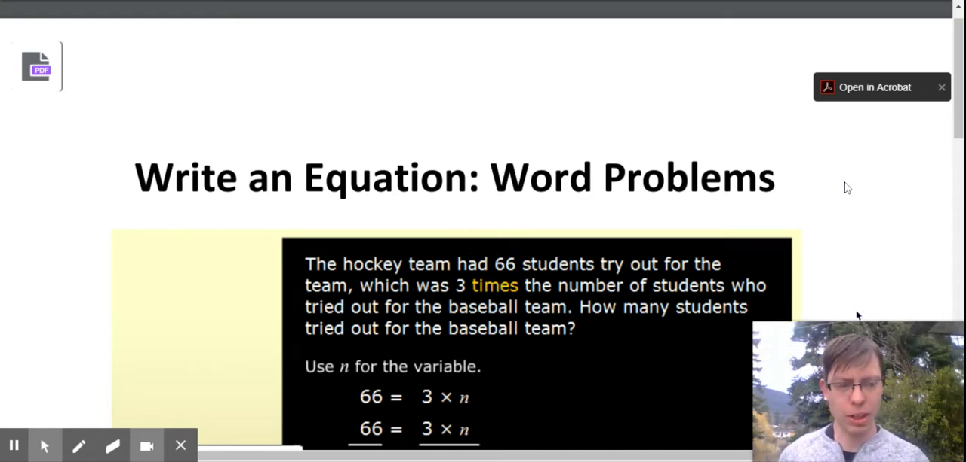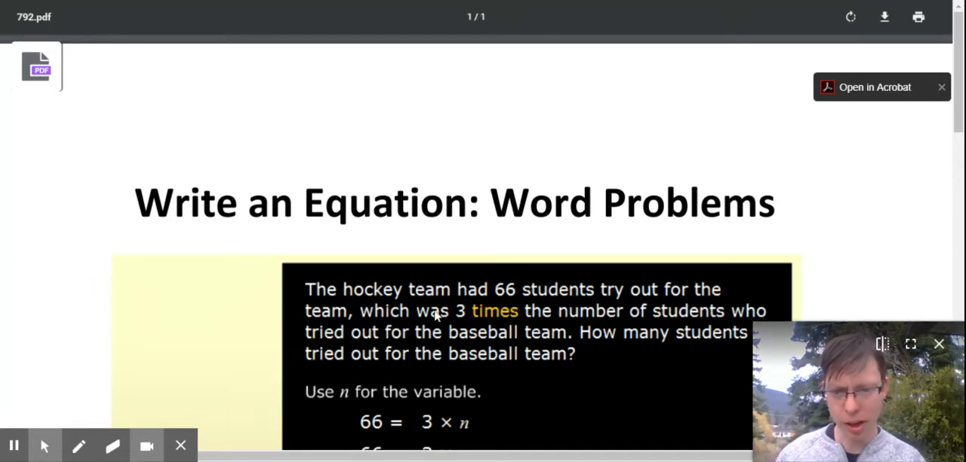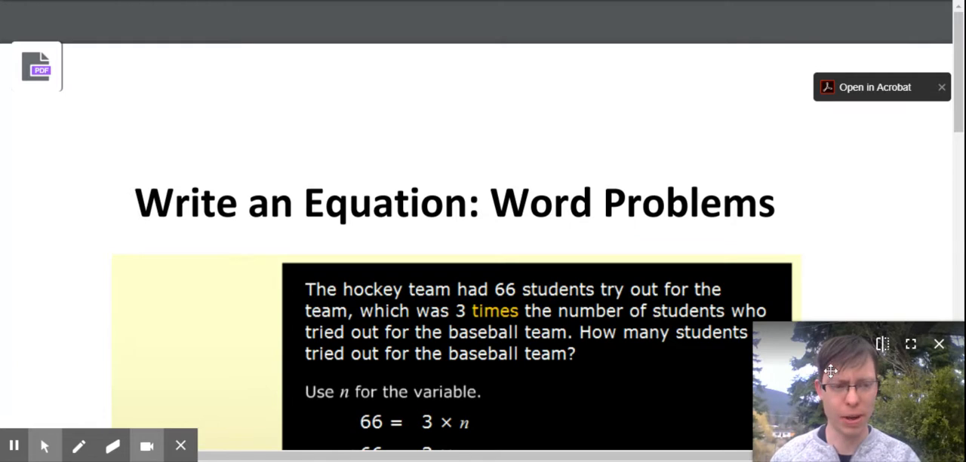In this lesson, we're going to be solving word problems of algebraic equations or missing variables, okay? So, right here, we can see we have a word problem. I'm going to scroll up just a little bit, okay? So, the hockey team had 66 students try out for the team, which has 3 times the number of students who tried out for the baseball team. How many students tried out for the baseball team?